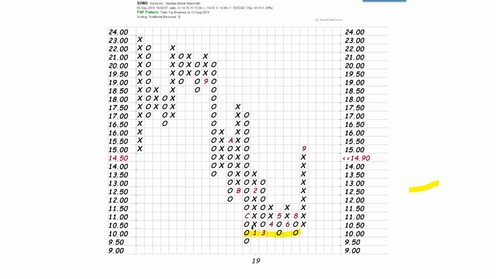So it's 2, 4, 6, 7. So we have 7 columns across, 3-box reversal, half-point scale. So 3 times 7 is 21, times a half, so that's 10.50. So 10.50 is our count, and we take it from the low and from the count line.